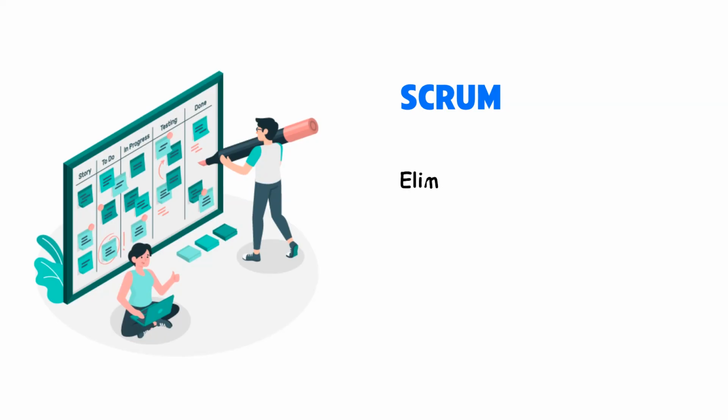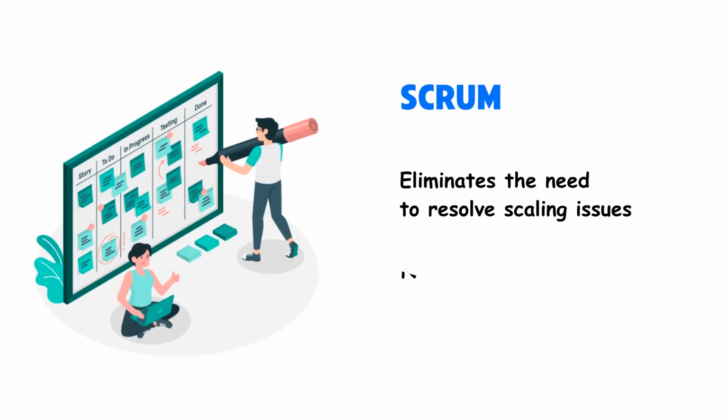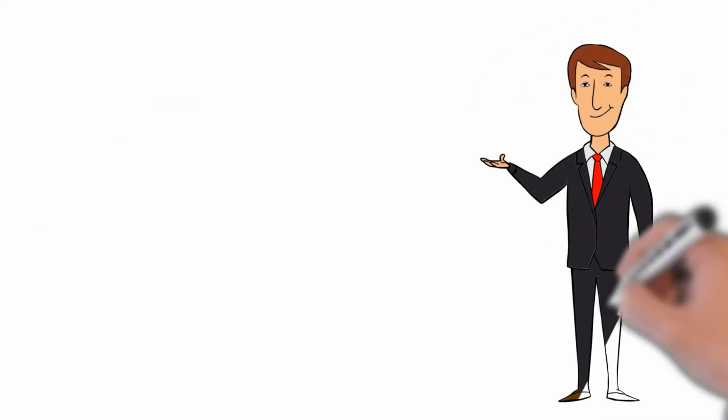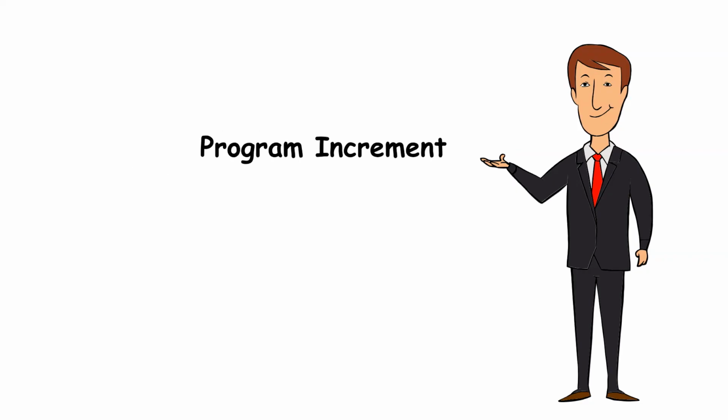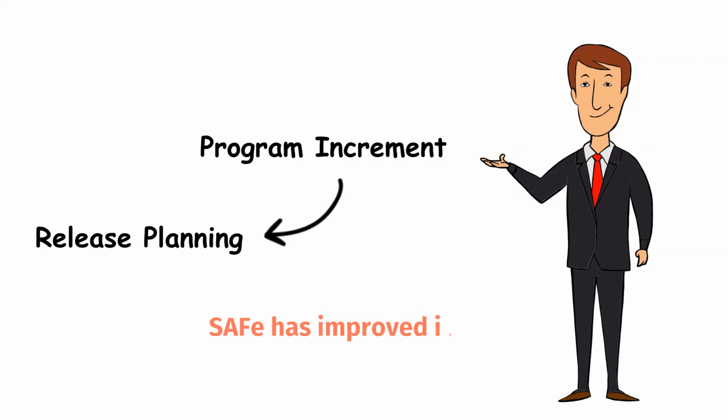Doing Scrum better eliminates the need for having something on top to resolve scaling issues, but doing Scrum better needs passion and patience. I advise investing time in learning all available frameworks and seeing what you can learn from there. The program increment concept is not new and has been there with the name of release planning, but SAFe has improved it, so use it for coordination wherever needed.